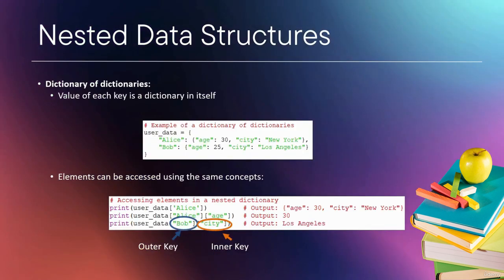Similar is the case with a dictionary of dictionaries. I could have a dictionary where each key, instead of having a simple value, has a dictionary in itself. Like the key ls could have a dictionary as its value, and that dictionary has different key-value pairs. Again, we could have multiple levels of nesting, and the elements can be accessed using the same concepts.